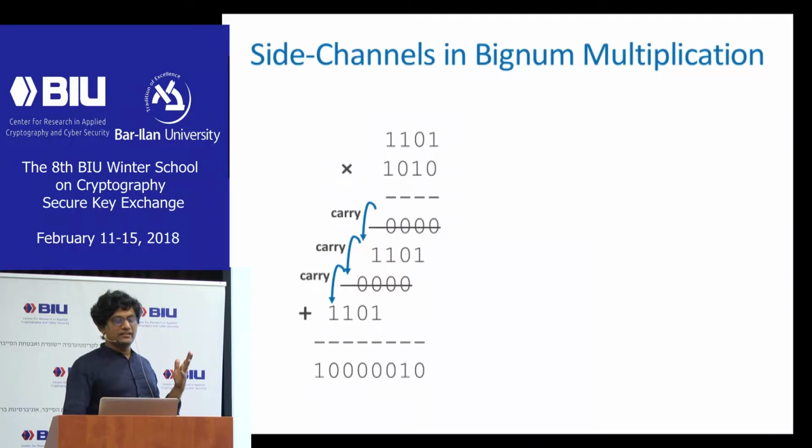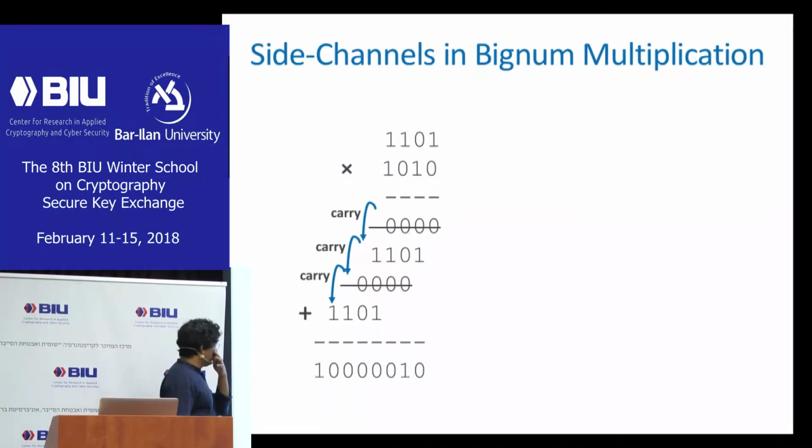So what kind of side channels? Let's look at this example again. We are trying to multiply 1101 with 1010, and we have these 4 steps and so on. And we might look at it and we might say, look, you know what?